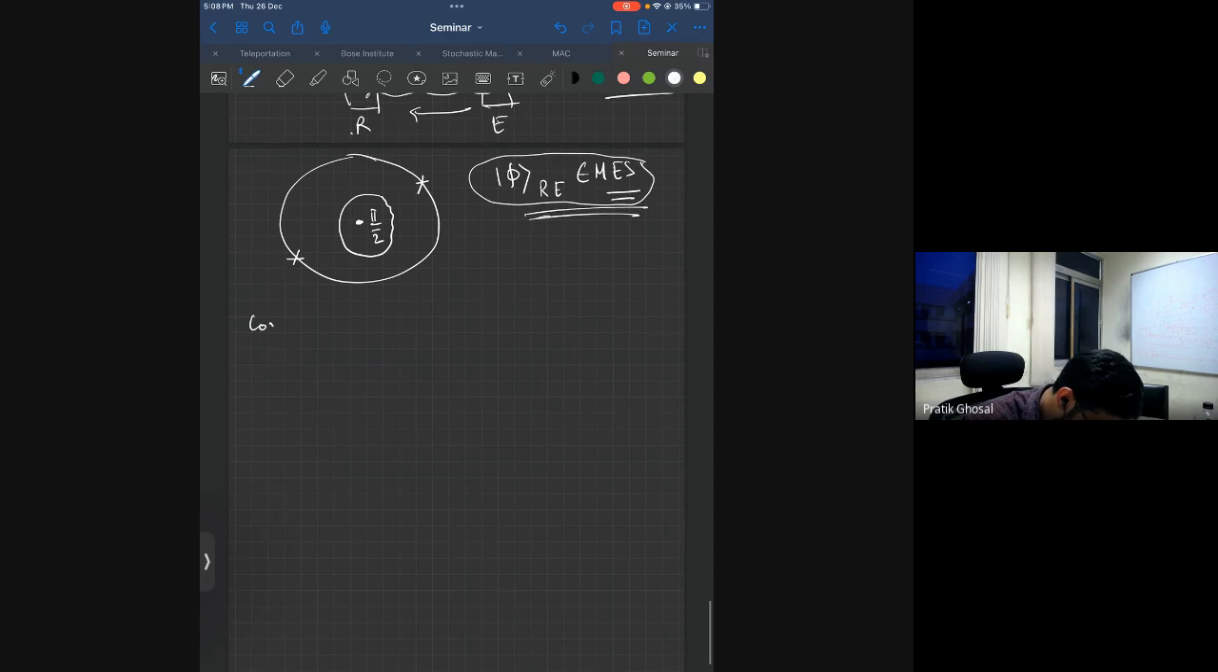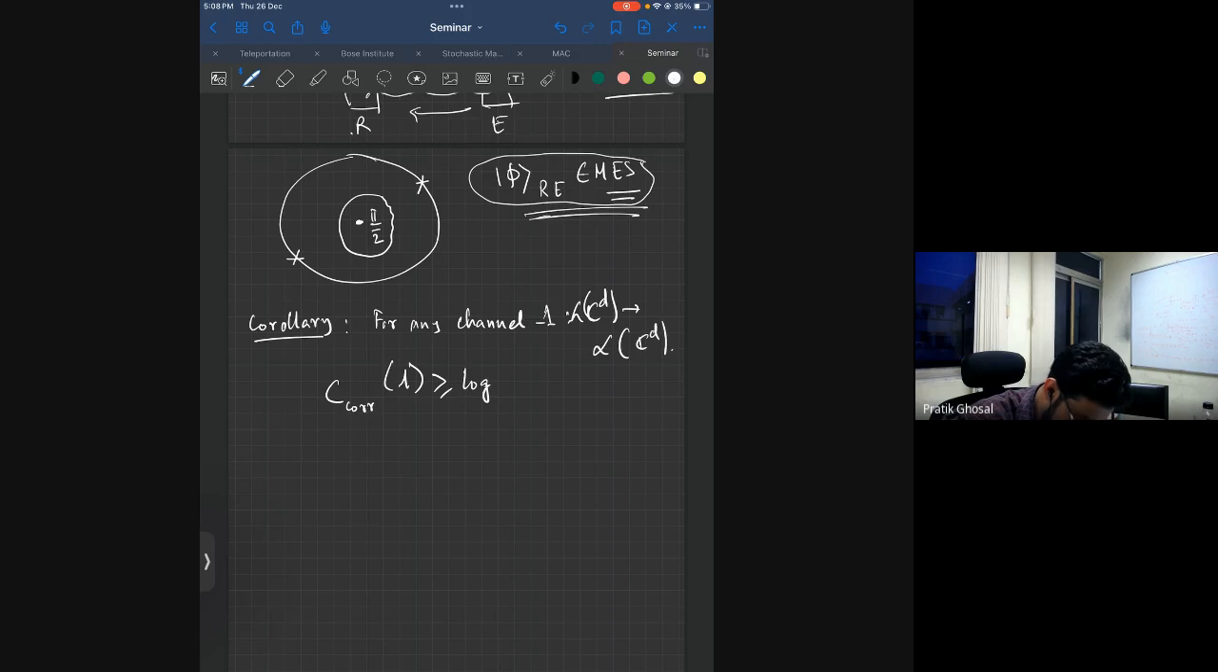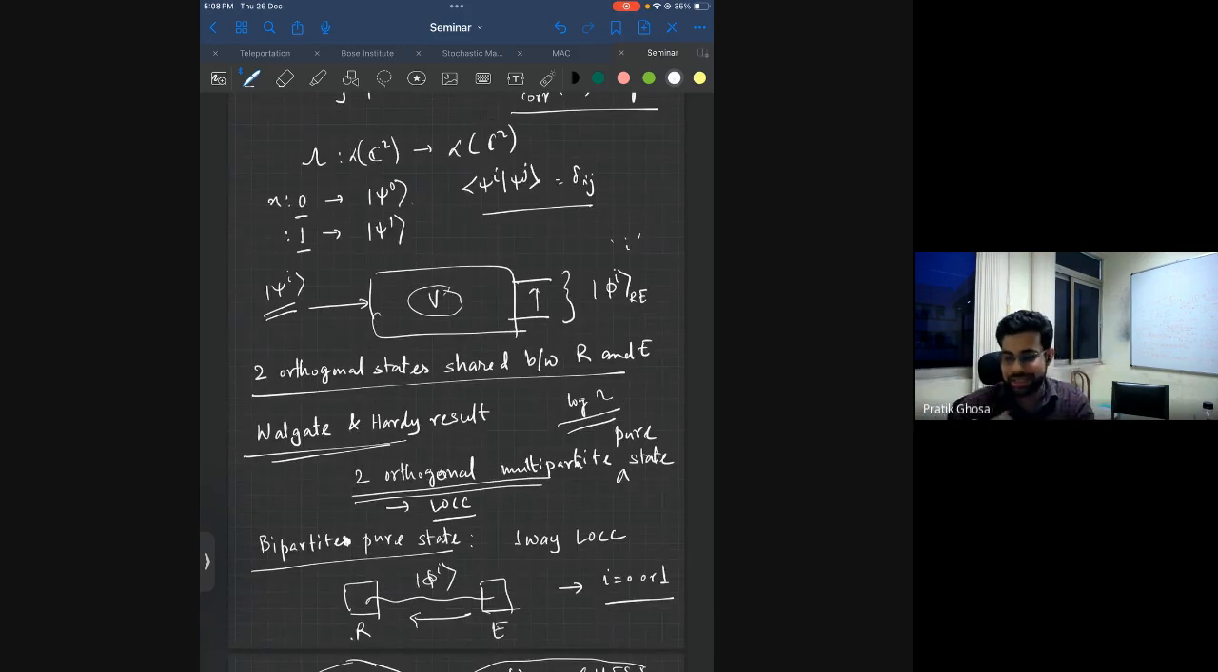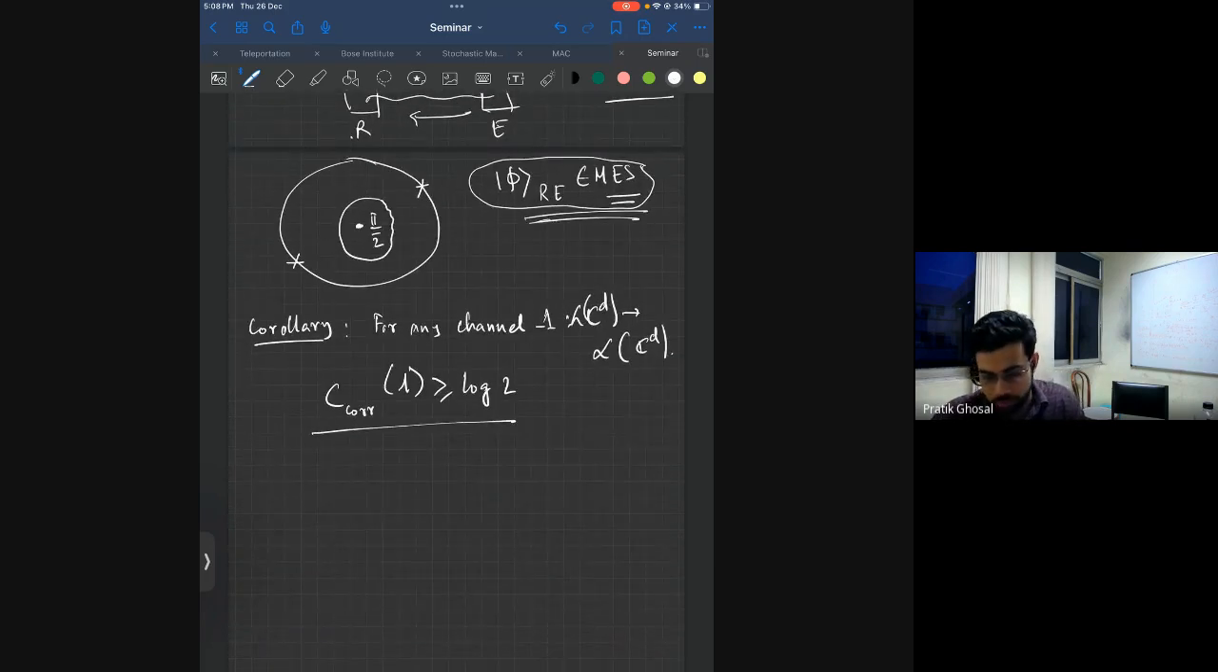As a corollary, for any channel lambda acting from C^D to C^D, the corrected capacity is always lower bounded by log 2. This is because for any channel you can always find two orthogonal pure states and encode them such that the Hardy-Walgett result is applicable, and you can at least convey log 2 amount of information from system to referee with environmental assistance.